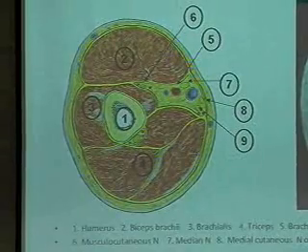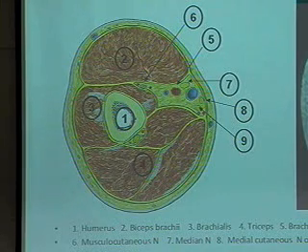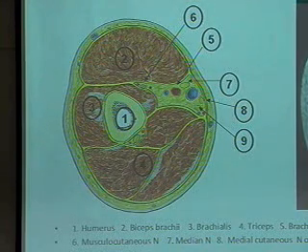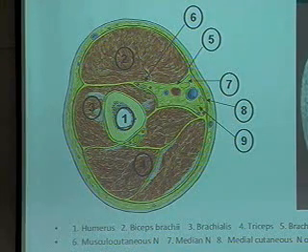Right? There's one more which we are not seeing in this section because this section is at a lower level. So there are three muscles in front, one at the back. What are the three muscles? Coracobrachialis, biceps, and brachialis. The one at the back is triceps.